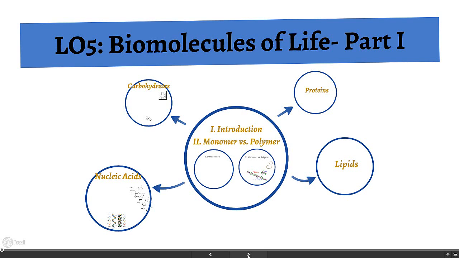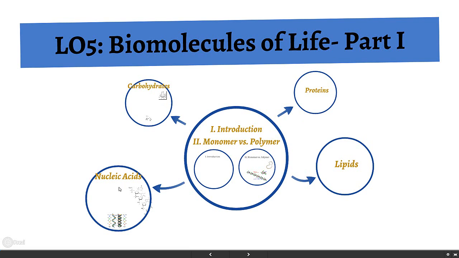In LO5 we're going to study the 4 biomolecules of life, and I've actually split this into 2 sections, so LO5 has part 1, LO6 has part 2. Basically what we're looking at here, just your brief overview, you have nothing to write yet, is all living things are made out of 4 big molecules: carbs, nucleic acids, proteins, and lipids. And when I say big, I mean that they're made out of relatively large molecules compared to other things.